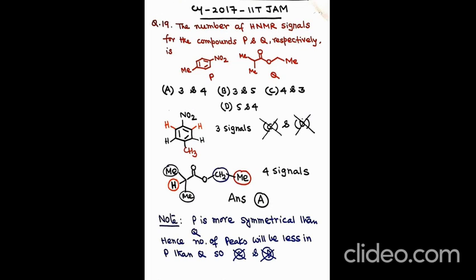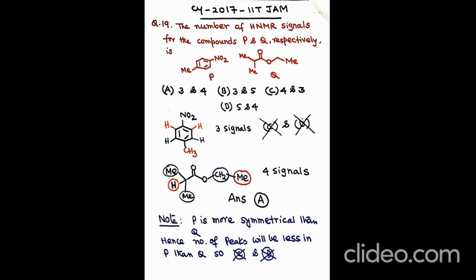Now coming to 2017, in this year question number 19 was based on HNMR question. The number of HNMR signals for the compounds P and Q respectively is, there are two compounds they have given, one is P, another one is Q, and what they are asking us to find out the number of signals present in P and the number of signals present in Q. So let us try to solve this one after another.